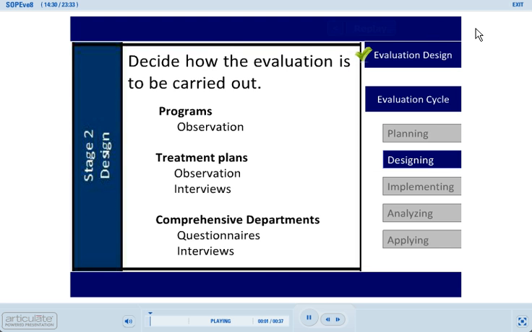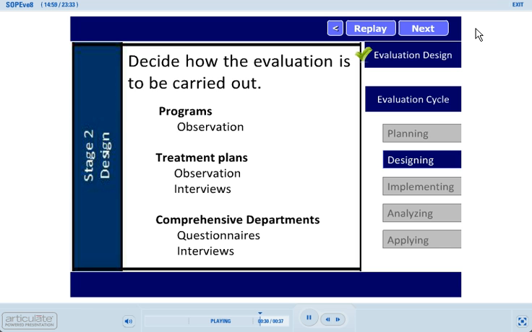The second phase of planning the evaluation is to design the evaluation. In this stage, you will decide how the evaluation is to be carried out. This choice will often depend on the purpose of the evaluation. It is common to evaluate programs with observation tools, treatment plans with observations and interviews, and comprehensive departments with questionnaires and interviews. One last step of this stage is to decide how and when you will report your findings.